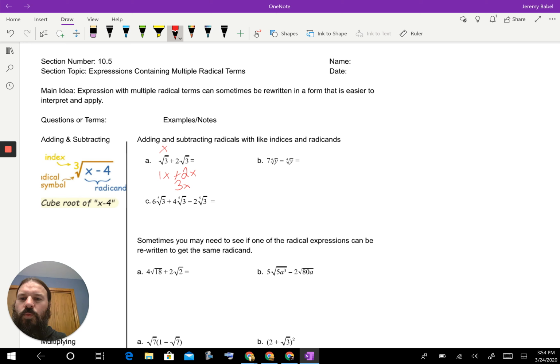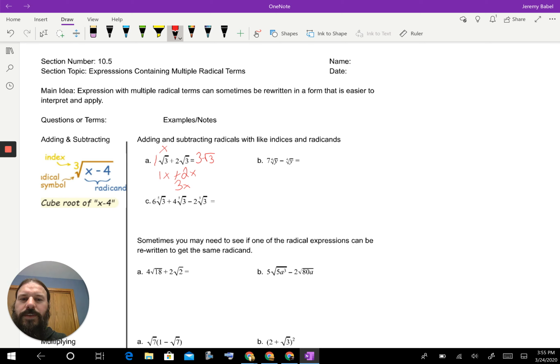So what we have here is 1 root 3, it's not really written, but it's there, plus 2 root 3. So overall, what we have there is 3 square root of 3. So again, same index, same radicand, you can combine them. Same with subtraction, it works. So here we have a radicand of y and an index of 4 for both of them. So same radicand, same index, we can do the subtraction.